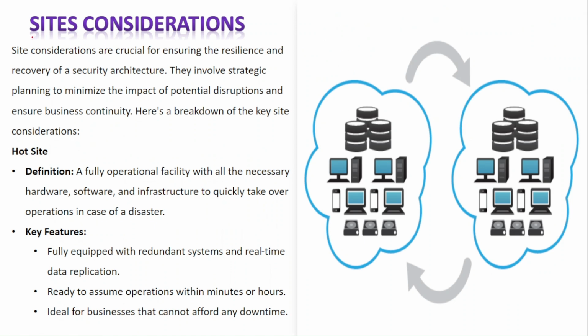So sites consideration. The sites here means we are talking about the redundant sites or the recovery sites. For example, you have one main data center. Let's suppose you have your production data center, and you have another DR, disaster recovery data center, somewhere else. So what are the different types of sites, so that if there is a disruption or disaster at the primary data center, you can recover your services from these sites.